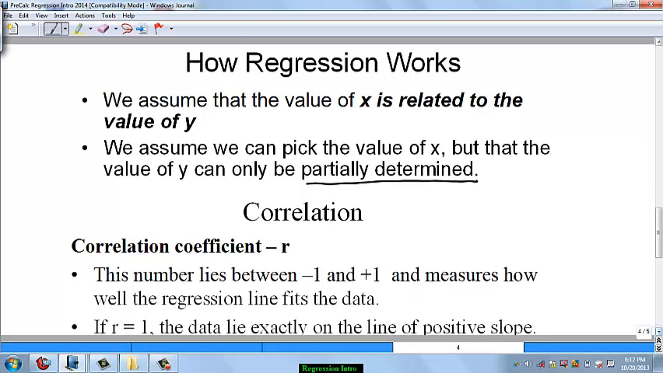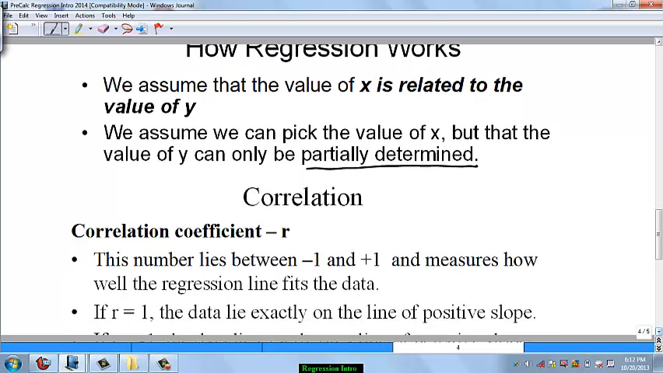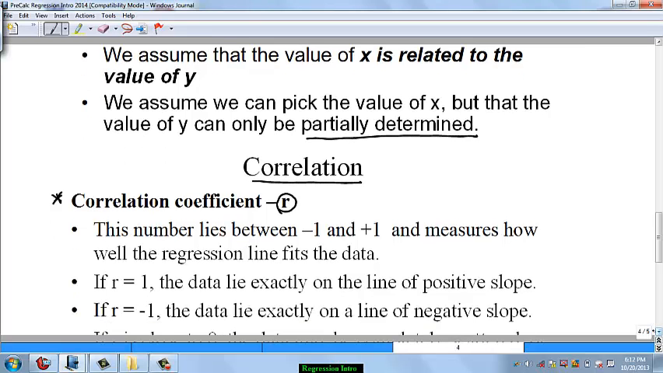And how they can tell if it's a good relationship, if they find a pattern, is they look at the correlation between the two. And this is important. It's called correlation coefficient, or your R value. Okay? And how this works is that your number will lie between -1 and +1 and measures how well the regression line fits the data. If you get R equals 1, the data lies exactly on the line of positive slope. So that's a perfect fit.